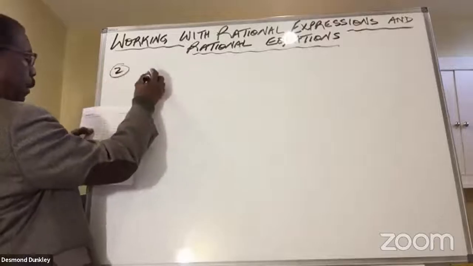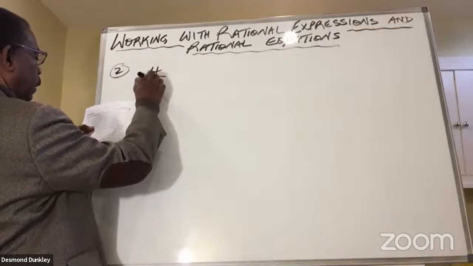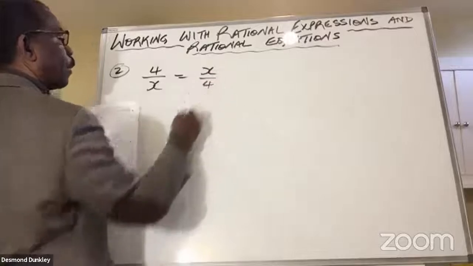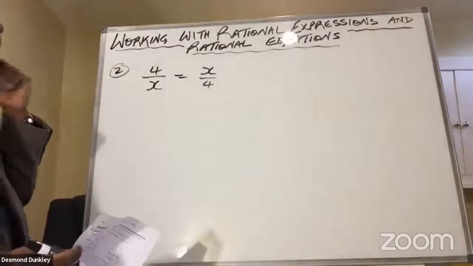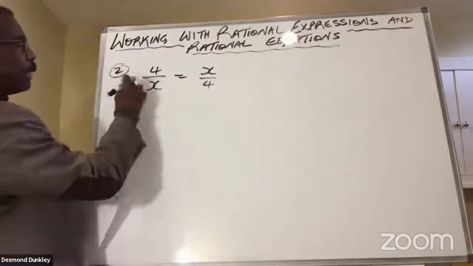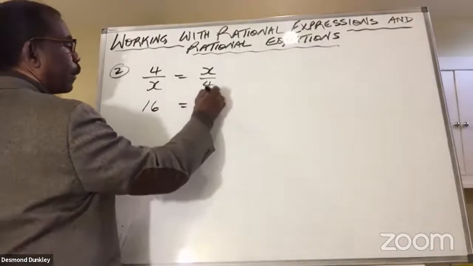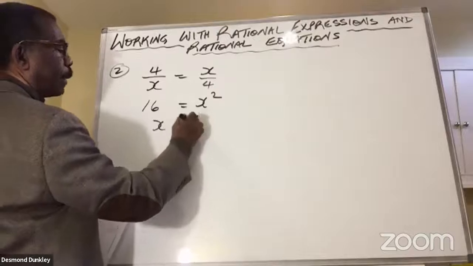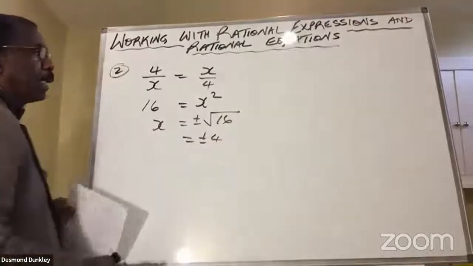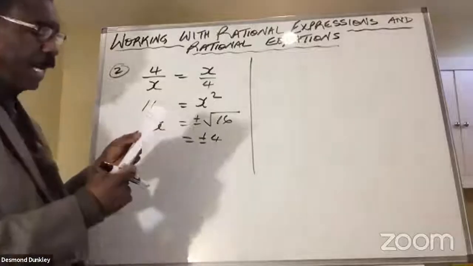Number 2. If we had 4 over x equal to x over 4. Again, 4x is my common denominator. So therefore, if I multiply both sides by 4x, I end up with 16 equal to x squared. So therefore, x equal to plus or minus the square root of 16, plus or minus 4. And then you're going to say to me, oh, these are very easy. And I will say to you, not so fast.